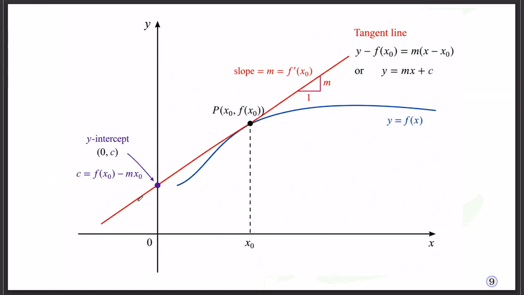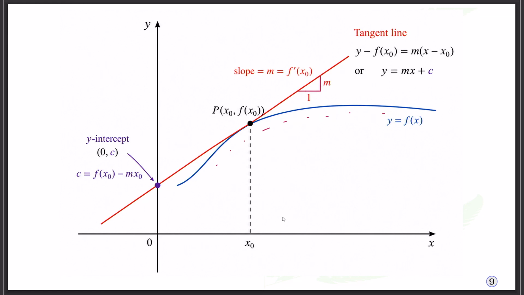See, consider this curve, the function y equal to f of x. By taking the derivative at the point x naught, we need to draw the slope at the point (x naught, f of x naught); draw the tangent line. The derivative provides the slope of the tangent line at the point P. So, slope equal to m, that means f dash of x naught provides the slope of this tangent line.